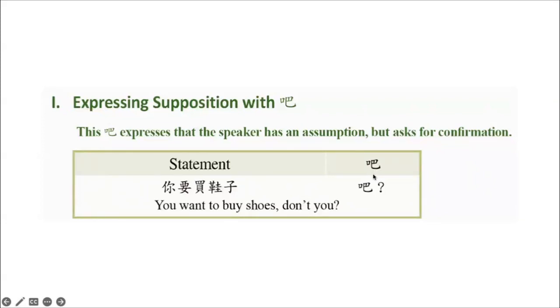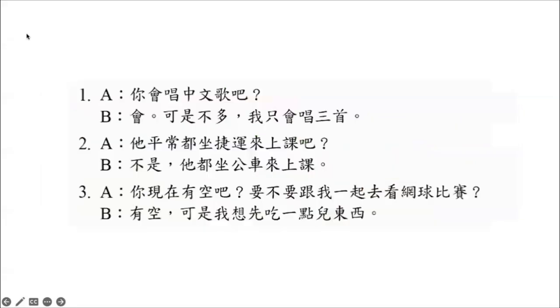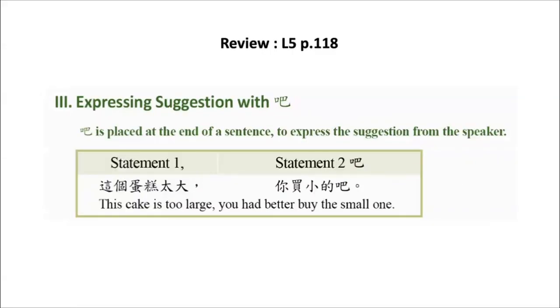In this lesson, we use but to ask whether our assumption is correct or not. So it is a question sentence. However, if we express suggestion, it is a statement sentence, not a question. So pay attention. Different usage of but, different punctuation.